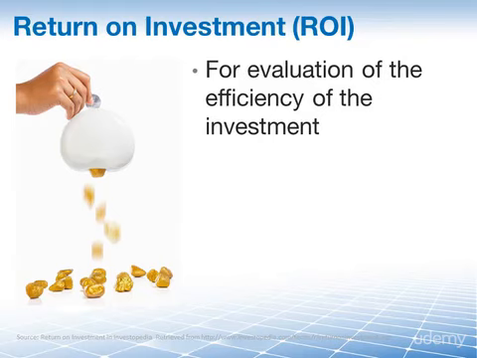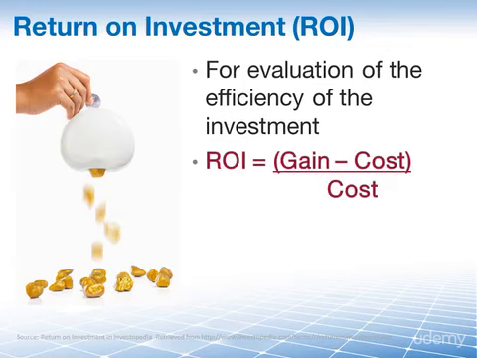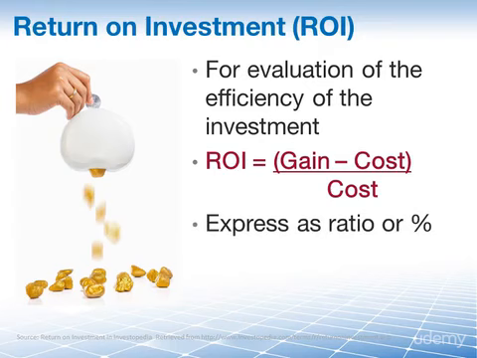It is used for the evaluation of the efficiency or performance of the investment. In other words, it's a metric gauging profitability. Looking at the formula, you can see that the numerator is effectively profit. This is the gain from the investment less the cost of the investment. You could call it the benefit or return on the investment. The denominator is the cost of the investment. This can be expressed as a ratio or as a percentage.